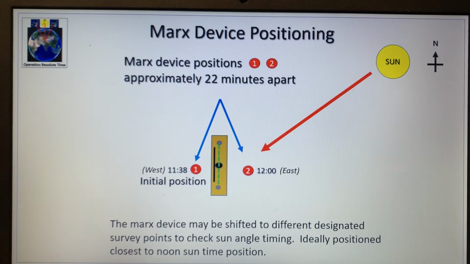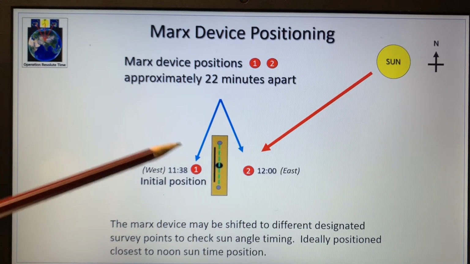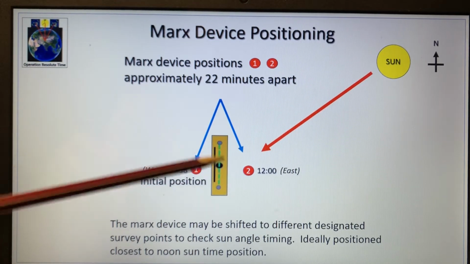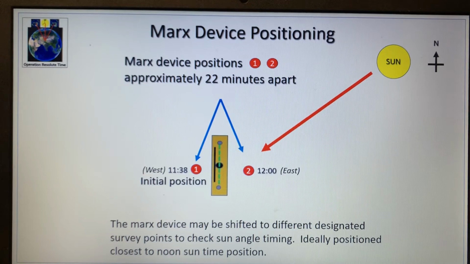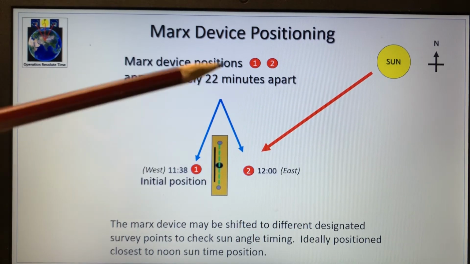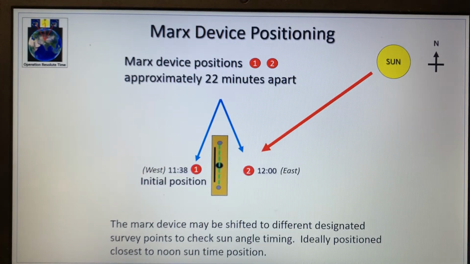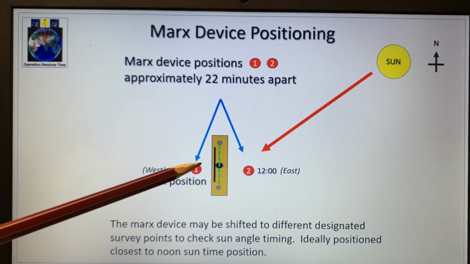I've had to develop a handy device I call the Marx device, and this positioning device, we can position it over our survey point, or point of observation, where we want to start our observation for the sun. And this is really critical. We need to know where our point or our axis of observation starts when we start observing the sun.